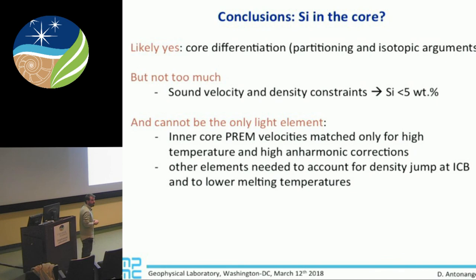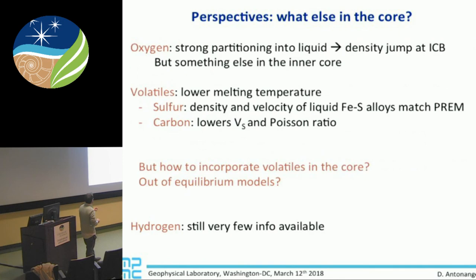This still can be the case, but we must also consider that silicon, since its partition between solid and liquid is very close to one, cannot account for the density jump at the inner core boundary. And we probably need something else to lower the melting temperature further, to avoid this extensive pre-melting. So I would say that silicon cannot be the only element in the core, specifically in the inner core.